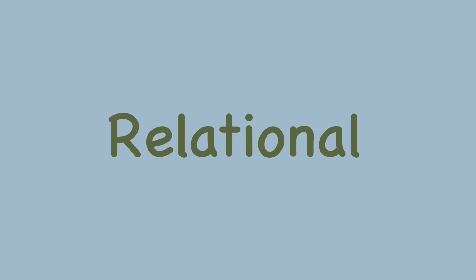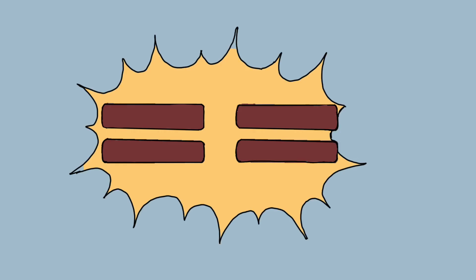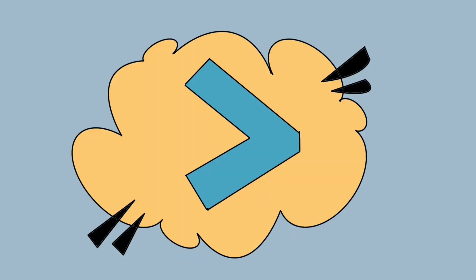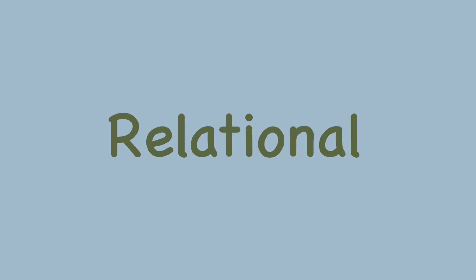Next up, relational operators. These are like the yes or no questions you ask your code. A double equals sign means is equal to. An exclamation point equals sign means not equal to. A greater than, a less than, a greater than or equal to, and a less than or equal to sign mean just as they do in math. These operators are the backbone of every if statement, helping your program decide what to do next.